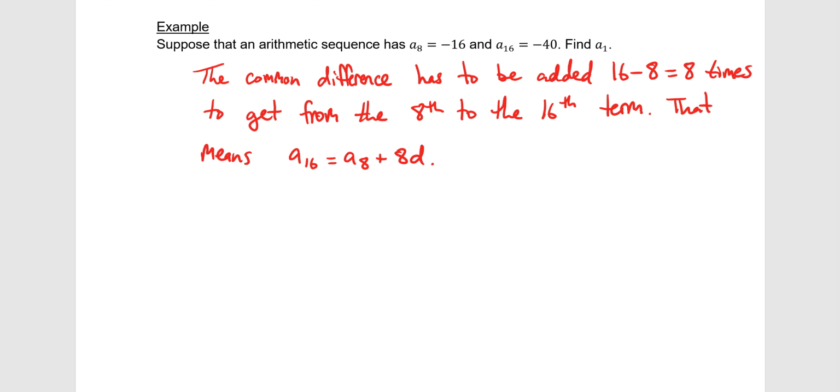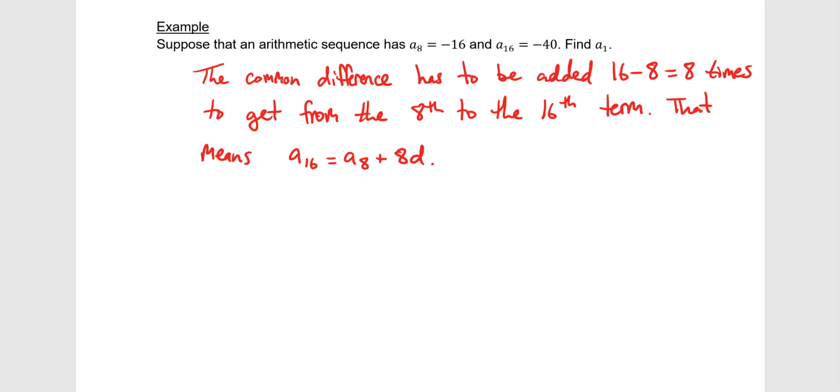So the trick here, in order to make this shorter than it could be, is that knowing the common difference has to be added. In this case, 16 minus 8. So 8 times we have to add the common difference from 8 to 16 to get from the 8th to the 16th term. So what that means is if we start with the 8th term and we add 8 differences to them, that's going to get us to the 16th term. So a sub 16 equals a sub 8 plus 8d.